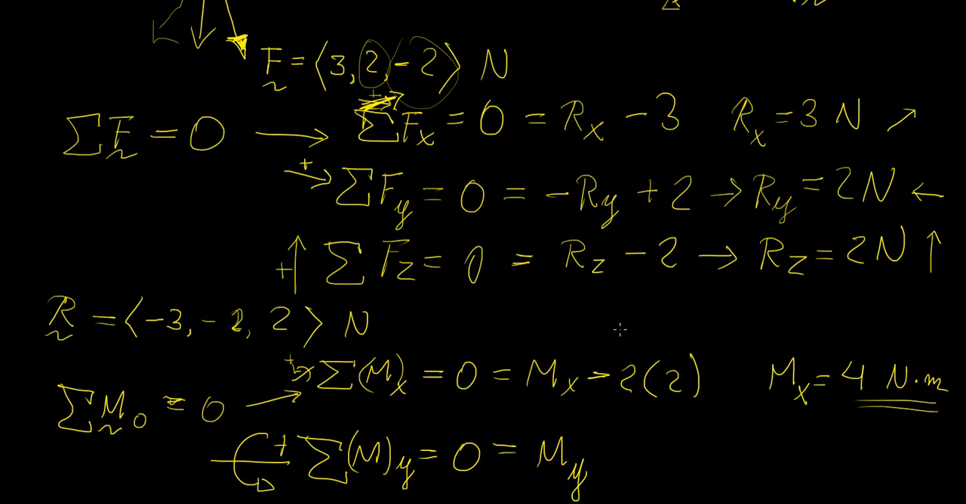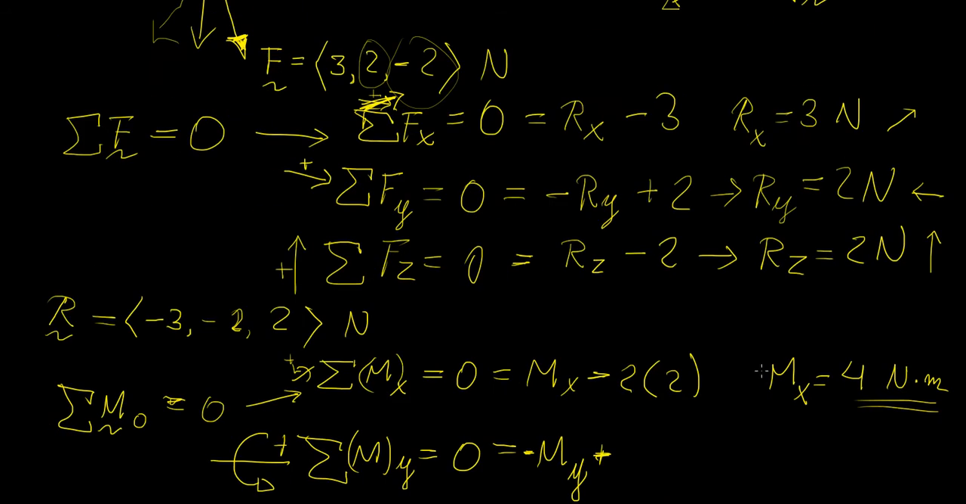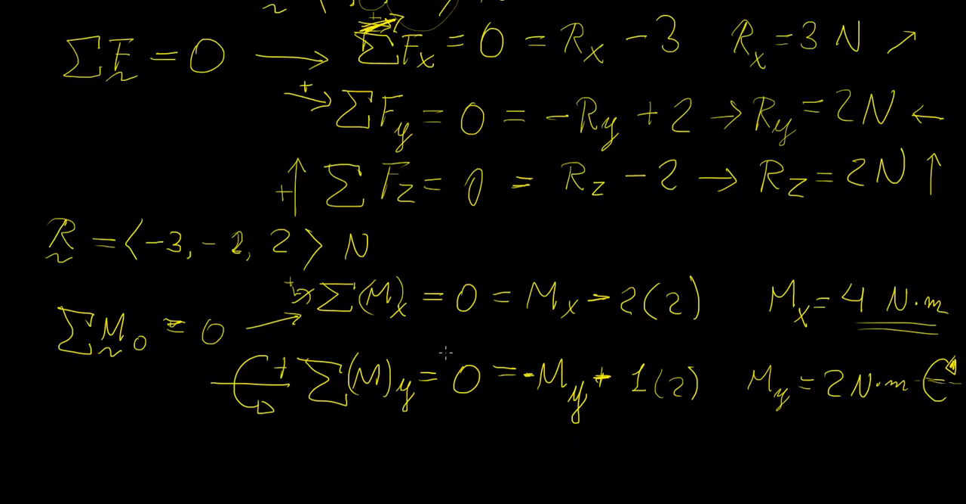So that means that our assumed direction for my was wrong. And then we're going to have minus, or let's say plus, something like we have 1 meter times the z component, so that's 1 times 2. Therefore, my is going to be equal to 2 newton meters. But now this is actually going to go in that direction, because we know that it doesn't make sense to have it going in the same direction. It wouldn't really be a reaction moment.